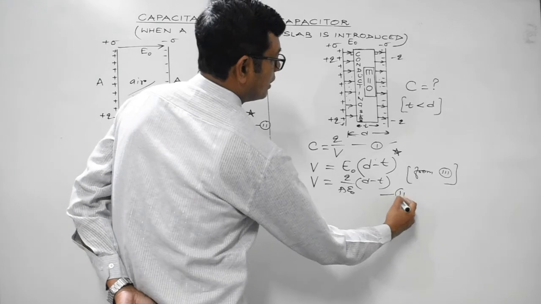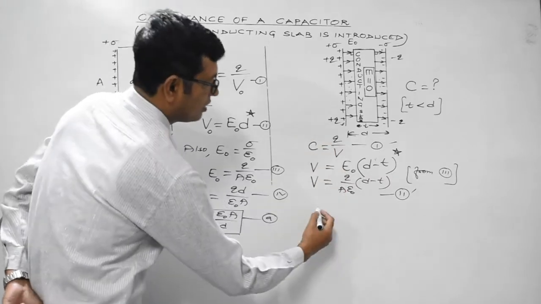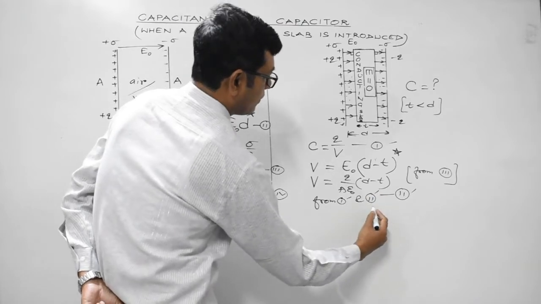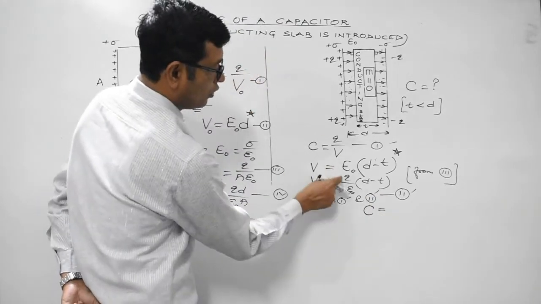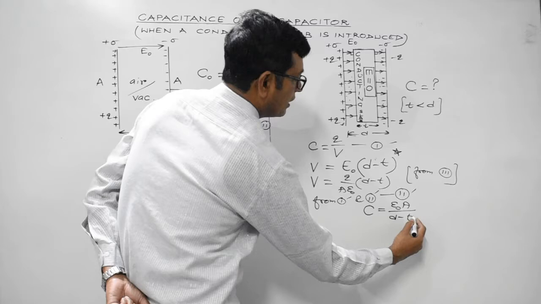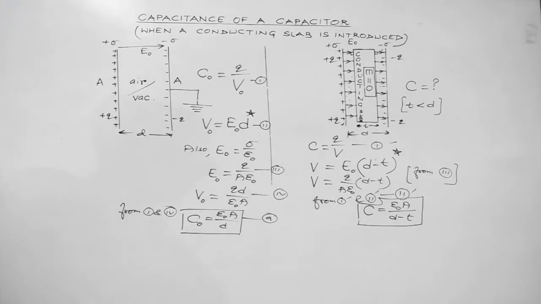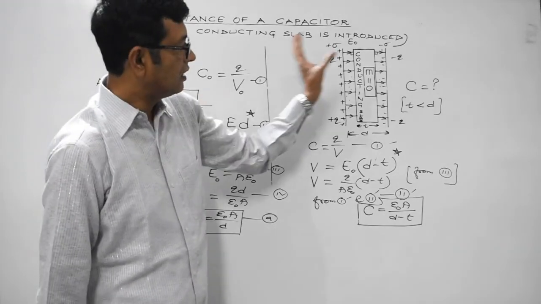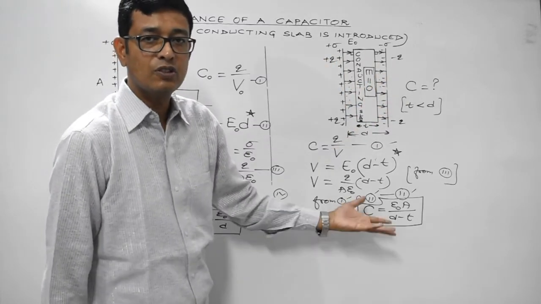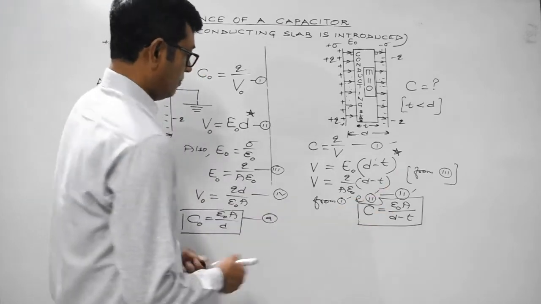So let us consider this to be 2 dash. So substitute this value of V in equation 1 dash. What do we get? From 1 dash and 2 dash we get C is equal to Q, which gets cancelled. We will be left with epsilon A divided by d minus t. Check it. So, on placing a conducting slab in the space between the plates of the capacitor, the capacitance of the capacitor is obtained to be epsilon A divided by d minus t. Put this as equation B.